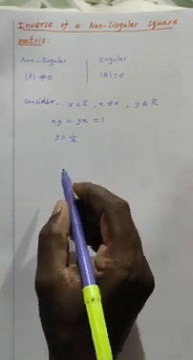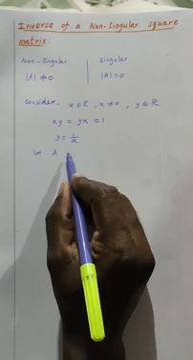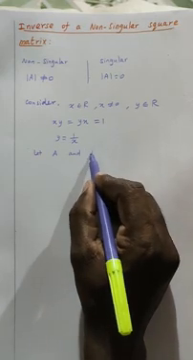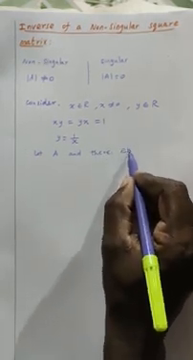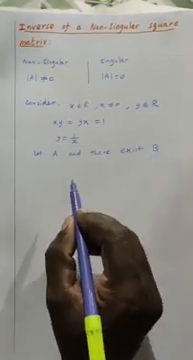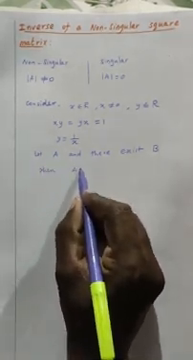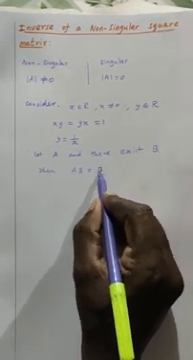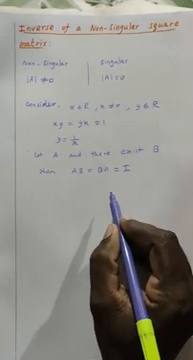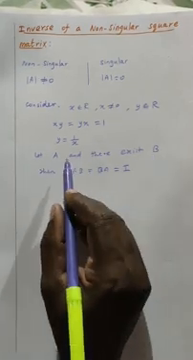Thinking in the same way, let A be a square matrix and let B be a square matrix of the same order, such that A into B and B into A are equal to I, the unit matrix. Then we can say B is the inverse of A.